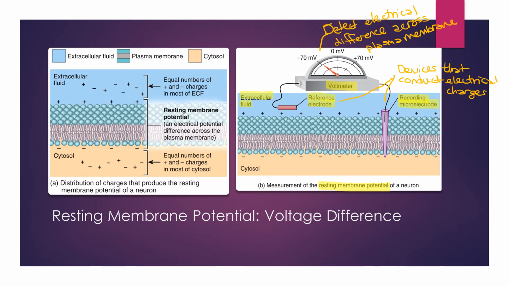Now in neurons, the resting membrane potential usually ranges between -30 to -90, but for our class, a typical value is going to be -70 millivolts. That's going to be a typical resting membrane potential in neurons.